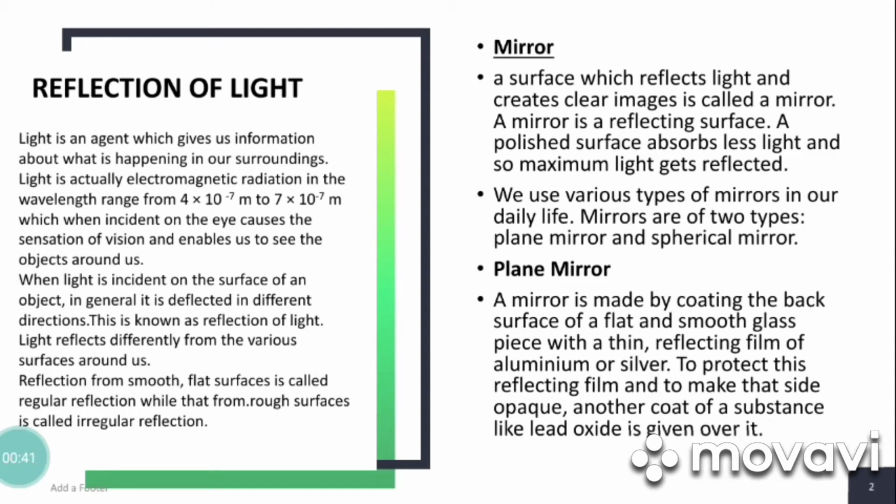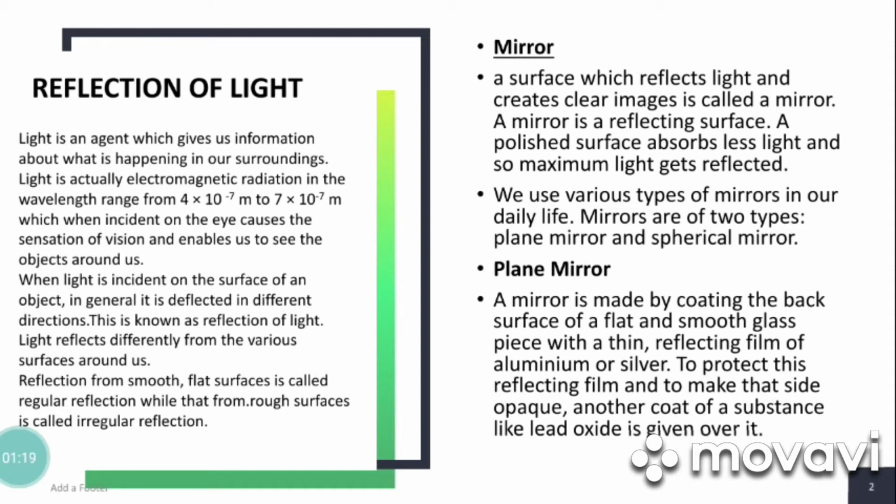When light is incident on the surface of an object, in general, it is deflected in different directions. This is known as reflection of light. Light reflects differently from the various surfaces around us. Reflection from smooth, flat surfaces is called regular reflection, while that from rough surfaces is called irregular reflection.